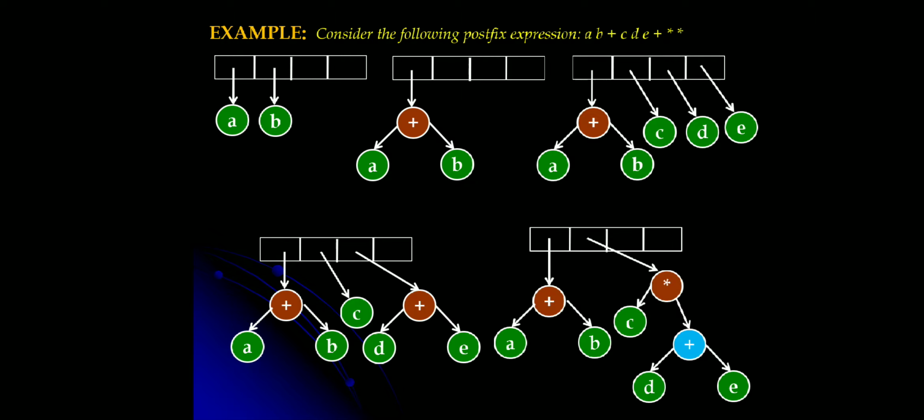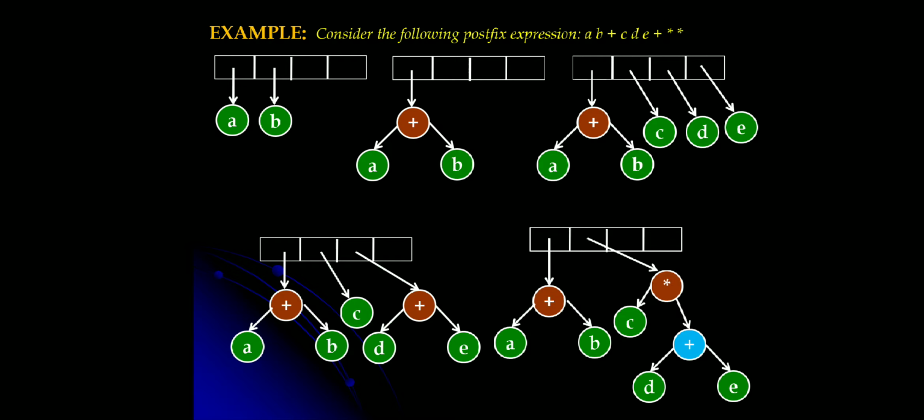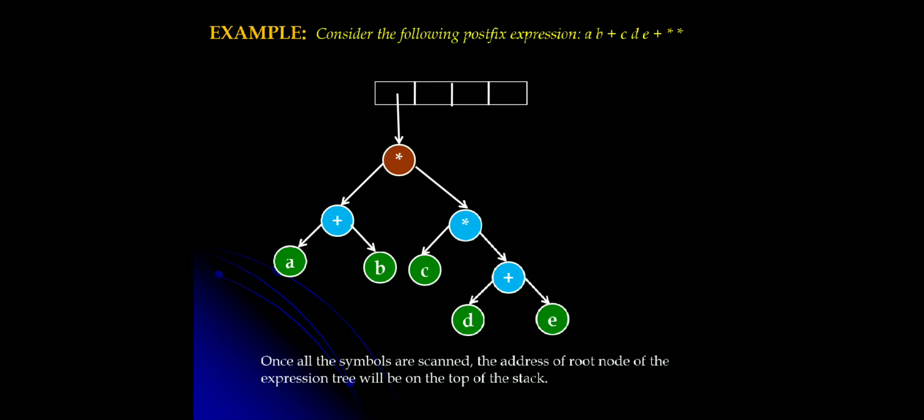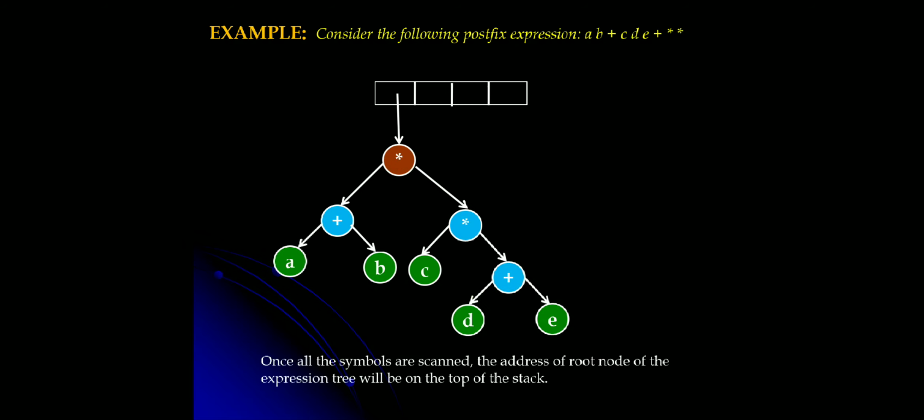Next symbol scanned is star. So we need to pop the top two elements. First popped is the node with plus, attach it as right child, and next popped is C, attach it as left child. And the last symbol scanned is star. So we need to pop the top two elements. First popped is the node with star, attach it as right child, and next popped is the node with plus, so attach it as left child.